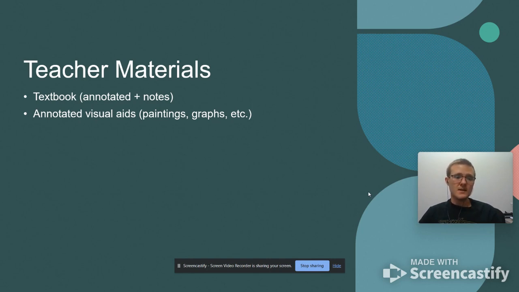And then in addition to the textbook, I would also like the teacher to have annotated visual aids. So for this assignment, and I'll get later into this, the teacher will present students with paintings and graphs and all that. I would like the teacher to have an annotated version of that with the same images but have their own notes on it so that the teacher has an idea of what exactly they're looking for so that they're not jumping all over the place and we're not wasting time.